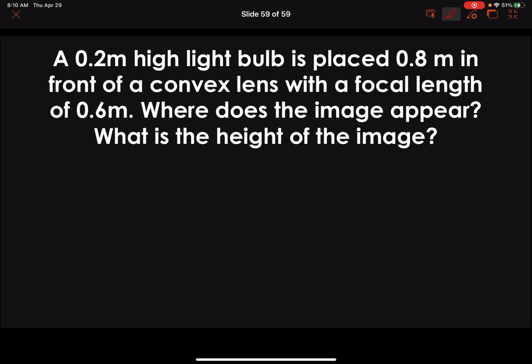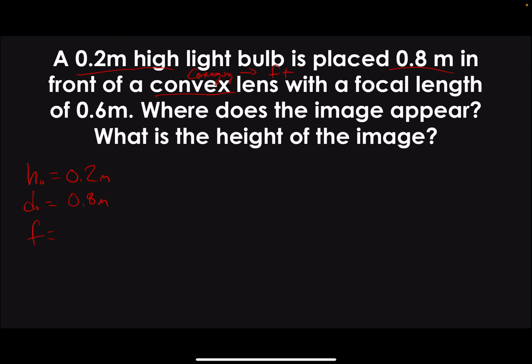We can go ahead and write our knowns down. I see 0.2 high, so that means our object's height is 0.2. And it's placed 0.8 meters away, so that's our object's distance, in front of a convex lens. Remember, convex is the same thing as a converging lens, which means that focal length is positive. So this focal length of 0.6, we know that's a positive 0.6. And we want to know where the image appears and how high the image is.